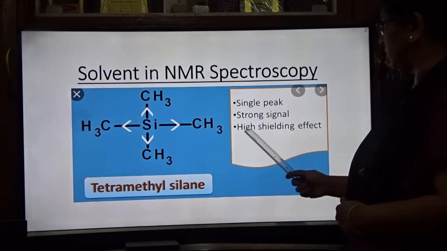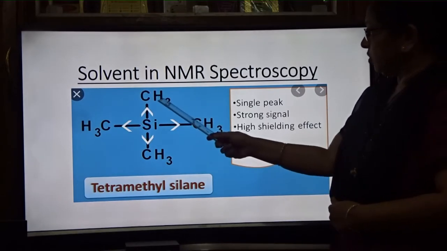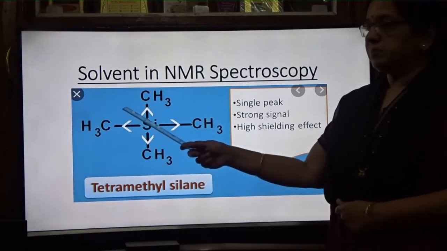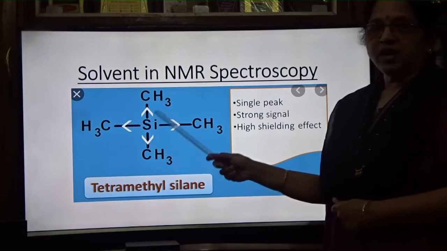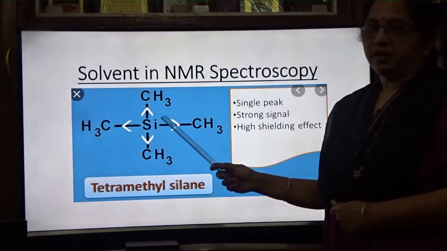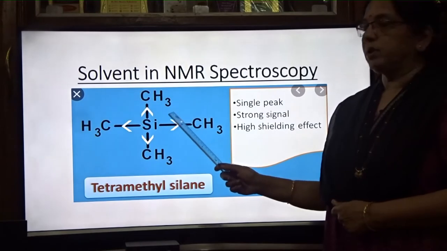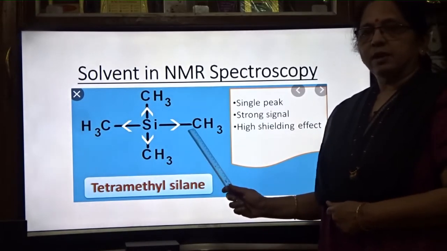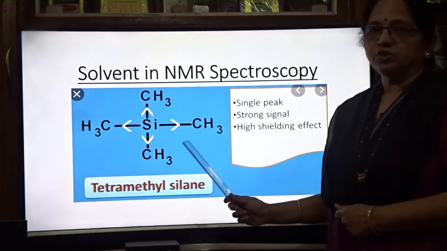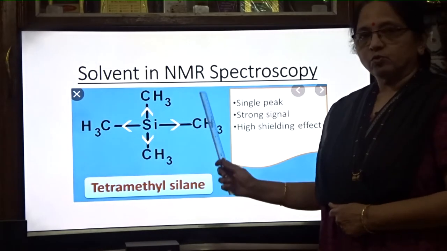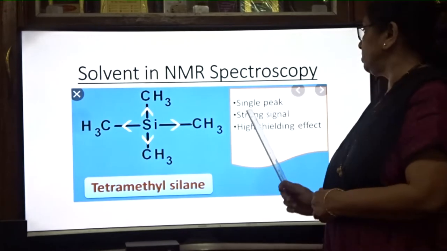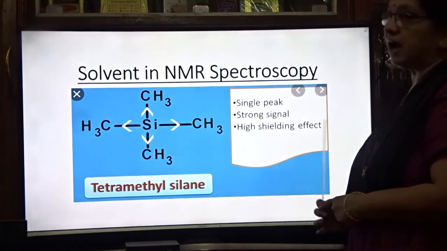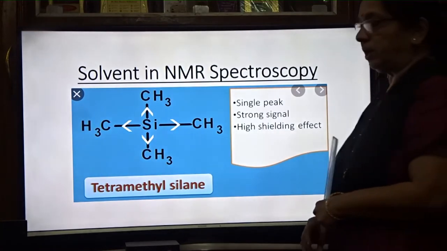You know what the shielding effect is? So it has a high shielding effect. 3, 6, 9 and 12: 12 hydrogens are there. That means 12 protons are there and it is giving a single peak at 0 ppm, a sharp peak. So that type of question is asked: why is TMS used in NMR spectroscopy? We have to see all these qualities: it gives a single peak, a strong signal, and has a high shielding effect. Like that we have to check.